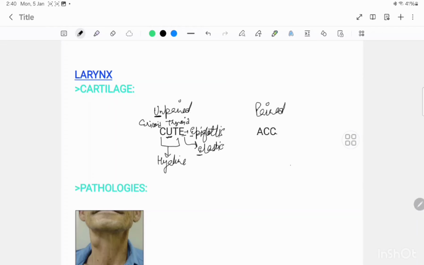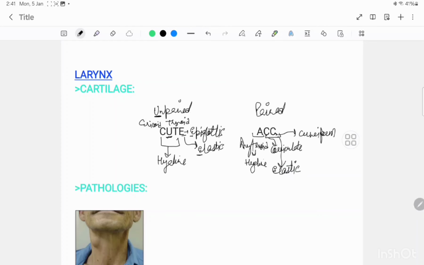And in paired we have ACC. So A is arytenoid, C is corniculate, and C is cuneiform. So here A, arytenoid, is hyaline, and CC is elastic.